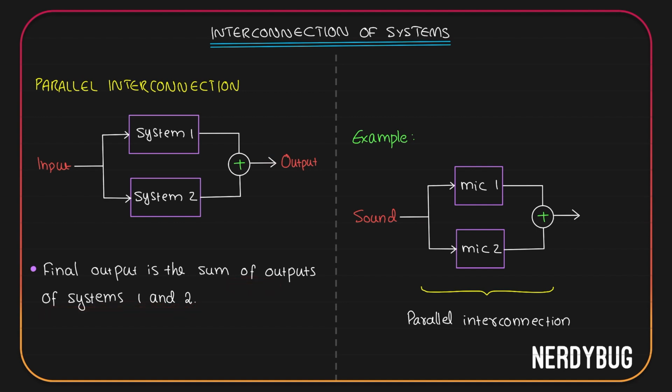Let's take an example. We have two mics. Two people are singing a duet. So they have two mics, but they are both connected to the same speaker. So sound will be given as an input to both of them, and then their individual outputs are summed. So in the final output, we'll get mixed sound. This is what we call parallel interconnection.